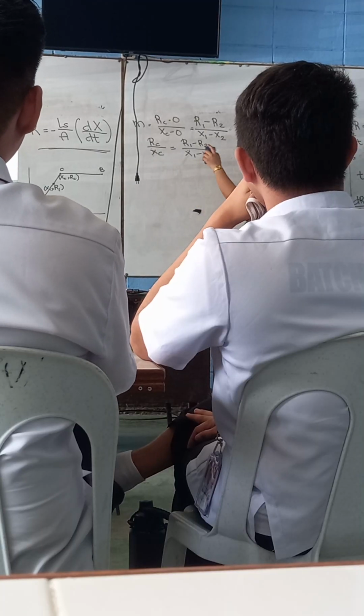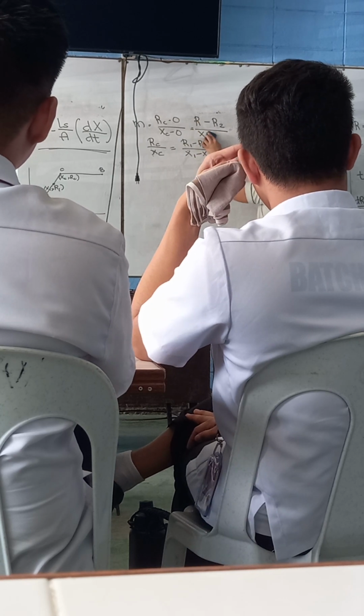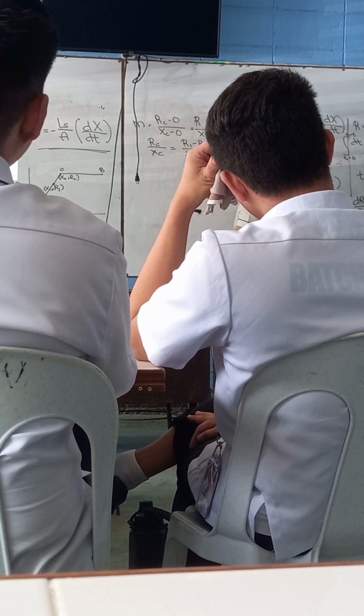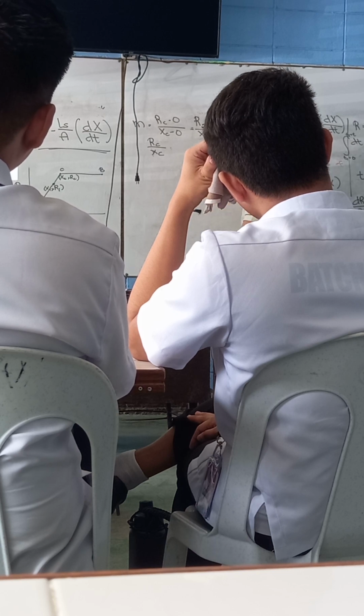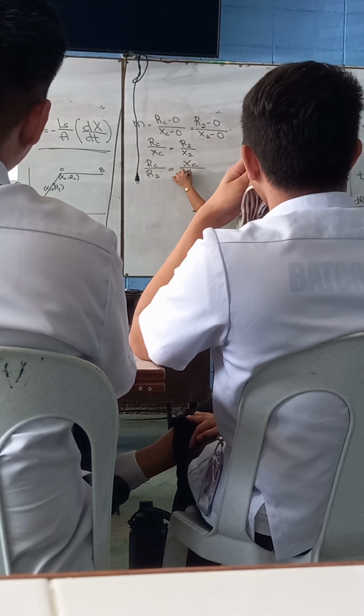X to R2 to 0, R2. You have R2 minus 0, X2 minus 0. So such that we can determine that RC over XC is equal to R2 over X2, or RC over R2 is equal to XC.